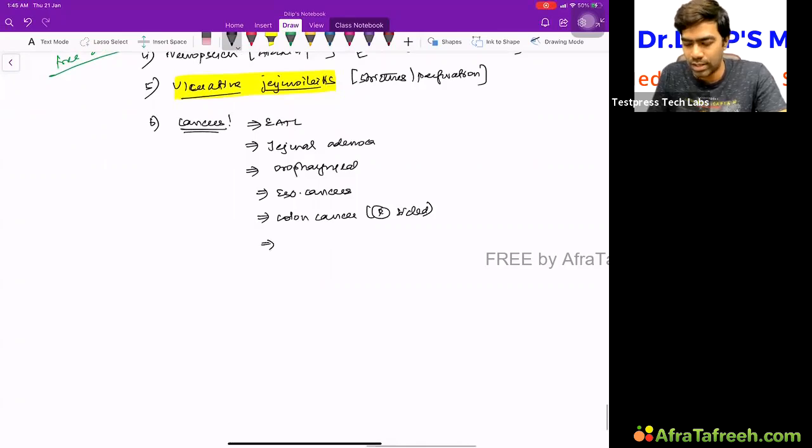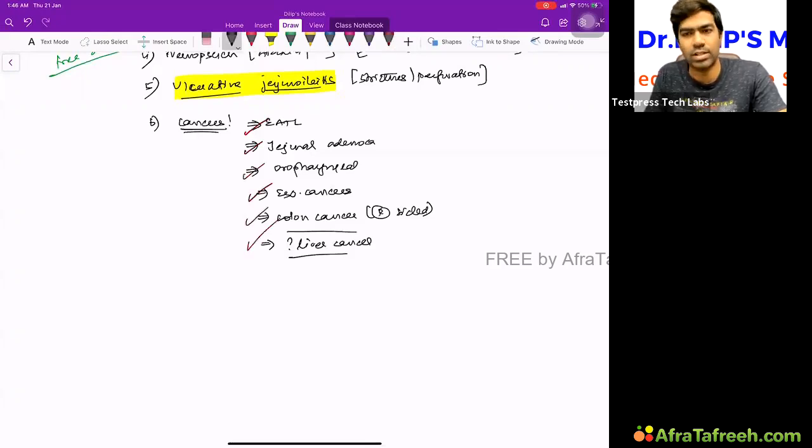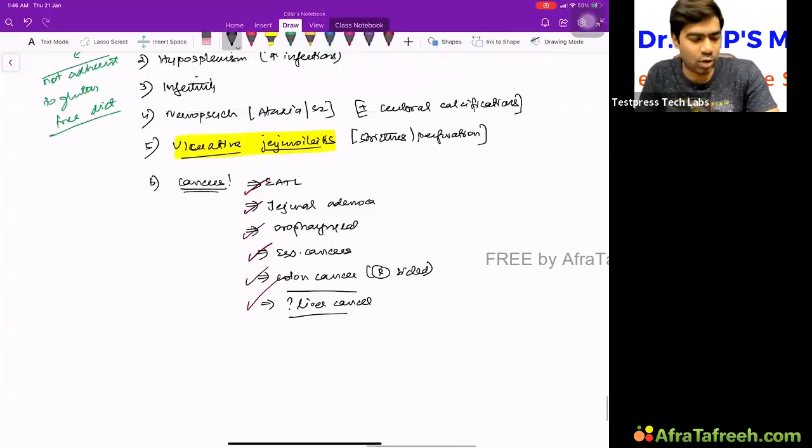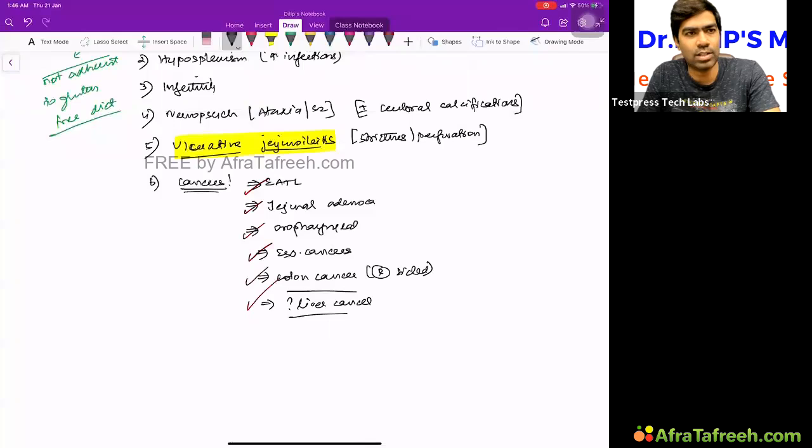And finally, liver cancer. Whether there is an association or not, we don't know, but there are some studies which show association. That's why I'm telling. So these are the different cancers that have increased risk of occurring in patients with celiac disease. One is EATL, enteropathy associated T cell lymphoma. Second is jejunal adenocarcinoma. Third is oropharyngeal cancer. Fourth is esophageal cancer. Fifth one is colon cancer. And sixth one, finally, is primary liver cancer. So these are the six things that you need to know.